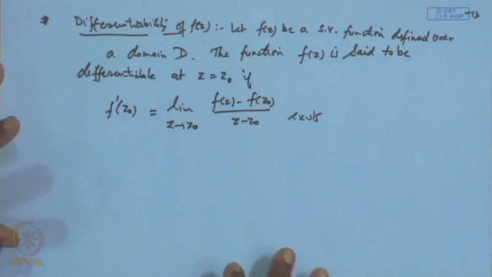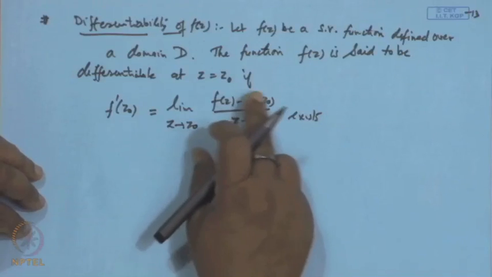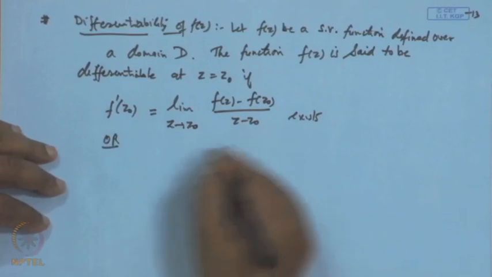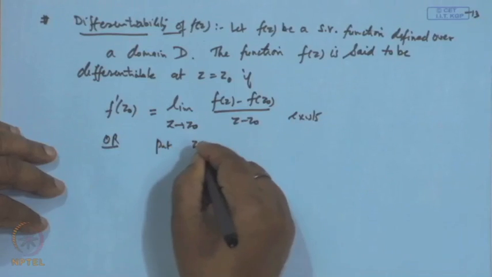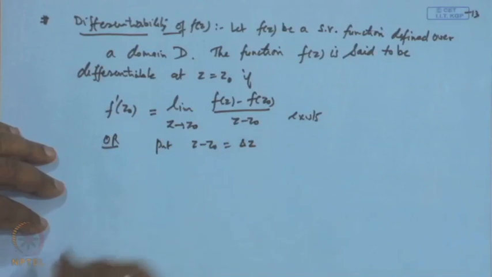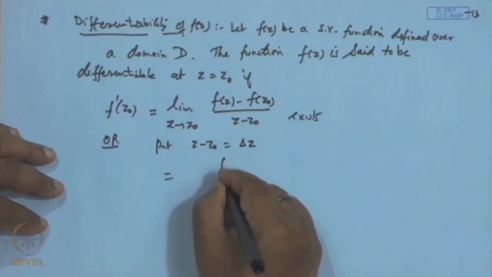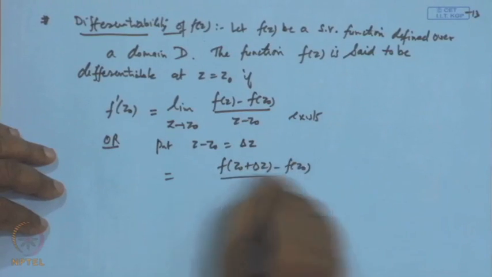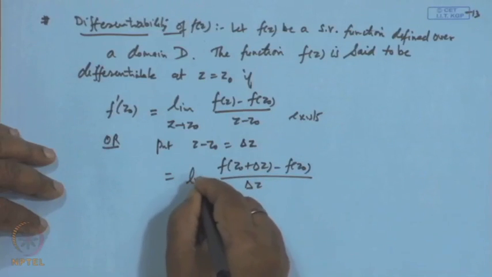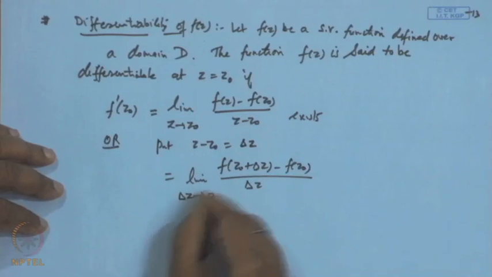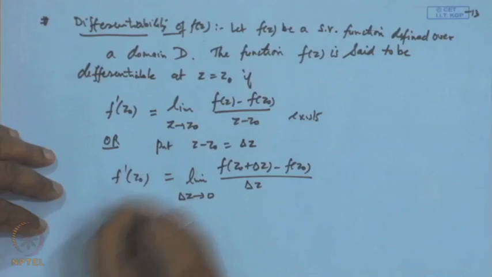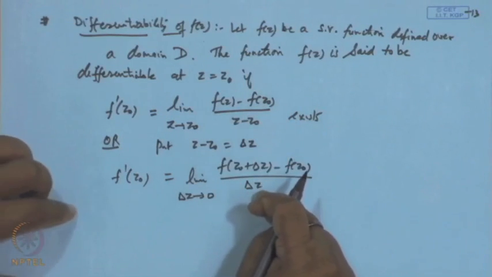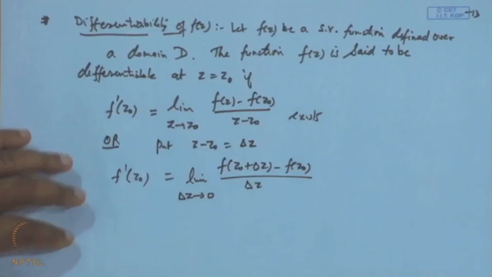When we say the limit exists, this can also be written by substituting z minus z naught equal to delta z. Then the same thing is f(z naught plus delta z) minus f(z naught) over delta z, as delta z goes to 0. This is the same as the derivative of the function. So either we use this formula or this expression, both will give the same result.